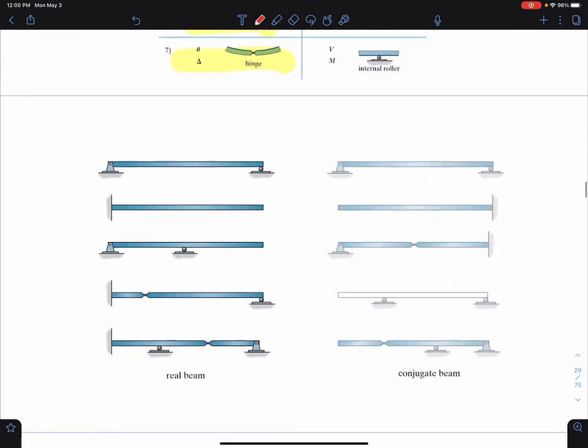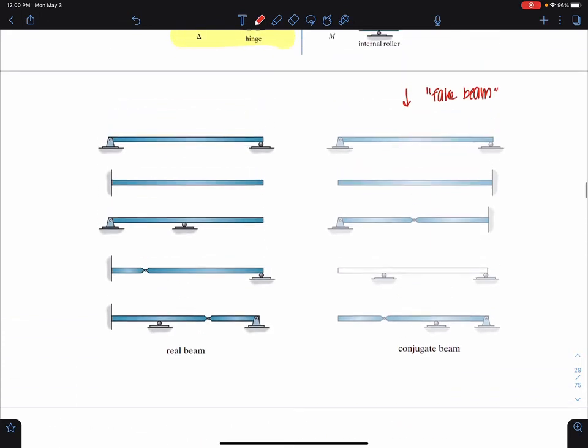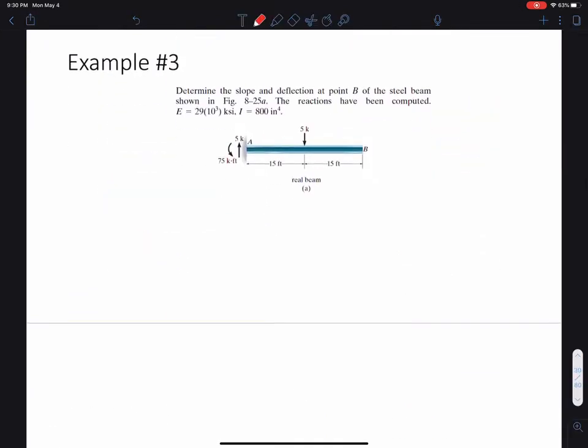Here are some examples of going from a real beam to a conjugate beam. These are kind of grayed out because we call these the fake beam. This isn't the real beam. We're just using this beam to get some information. We're going to go through this example here so that we can understand exactly how to implement the conjugate beam method and what that looks like.